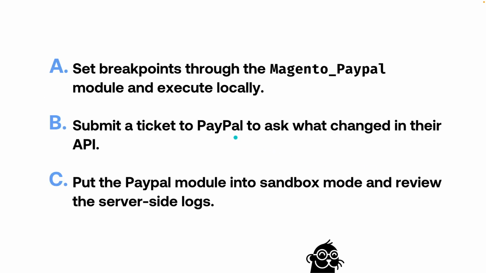Now, there are 3 different answers here. A: set breakpoints through the Magento PayPal module and execute locally. B: submit a ticket to PayPal and ask what changed in their API. C: put the PayPal module into sandbox mode and review the server-side log. Ultimately, there are aspects of each one of these that are valuable. The answer I had in mind as correct when I was writing this was A, to set breakpoints. That's ultimately what we did. We got the problem solved fairly quickly, and I'll go into what actually happened here. But B and C are not necessarily wrong either. A couple of you said start with B, but also fall back to the other ones.